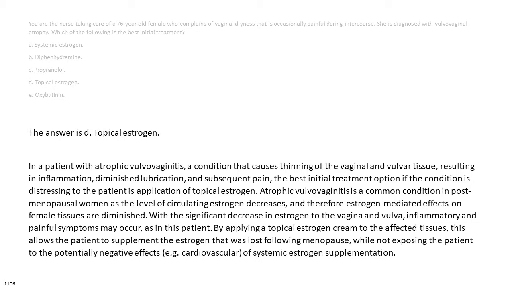Atrophic vulvovaginitis is a common condition in postmenopausal women as the level of circulating estrogen decreases, and therefore estrogen-mediated effects on female tissues are diminished. With the significant decrease in estrogen to the vagina and vulva, inflammatory and painful symptoms may occur, as in this patient.